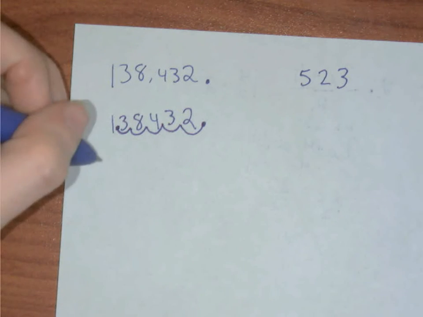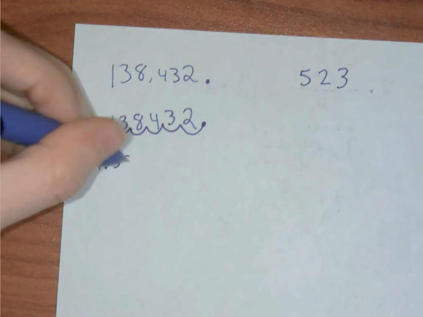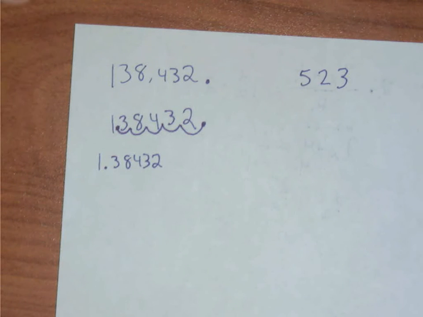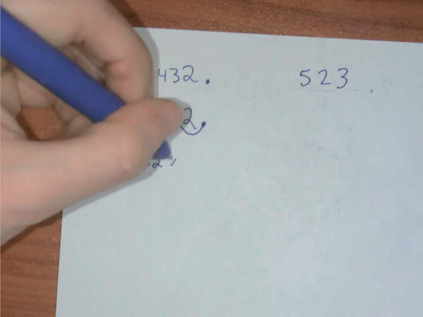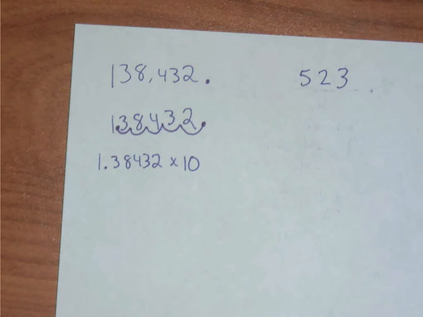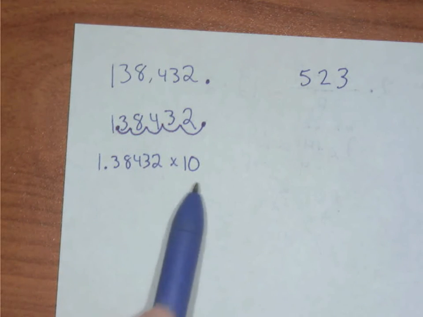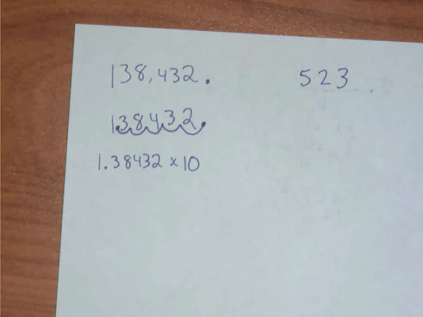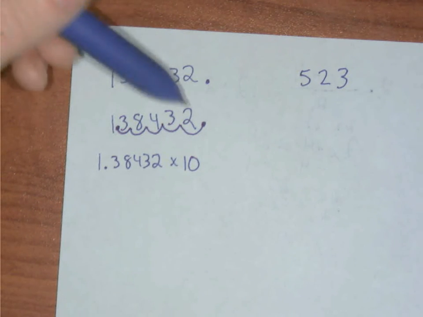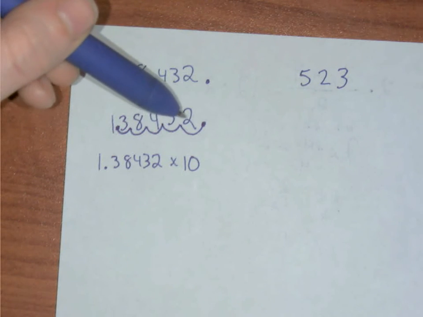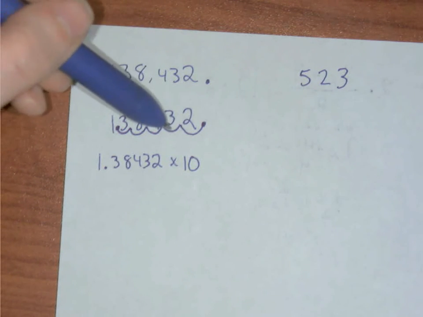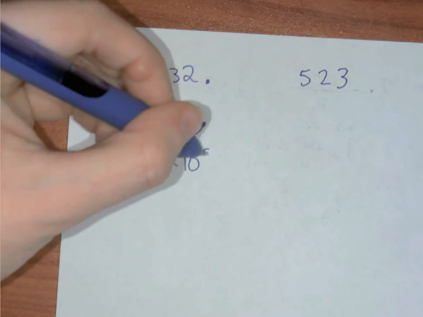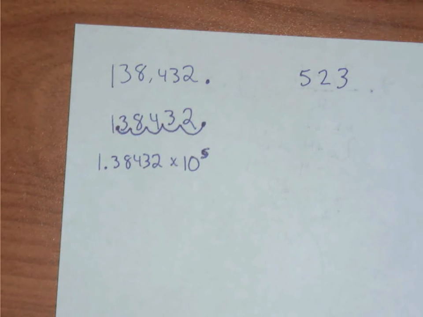So I'm going to rewrite this number as 1.38432. It's important to keep all of your numbers in there. And then I'm going to write times 10. All scientific notation includes the phrase times 10. And up in the exponent of the 10, I'm going to write down how many times I moved my decimal point. I can count the little hoop shapes I've made down here, the little divots. So 1, 2, 3, 4, 5 movements. That means I'm going to make it 10 to the 5th.